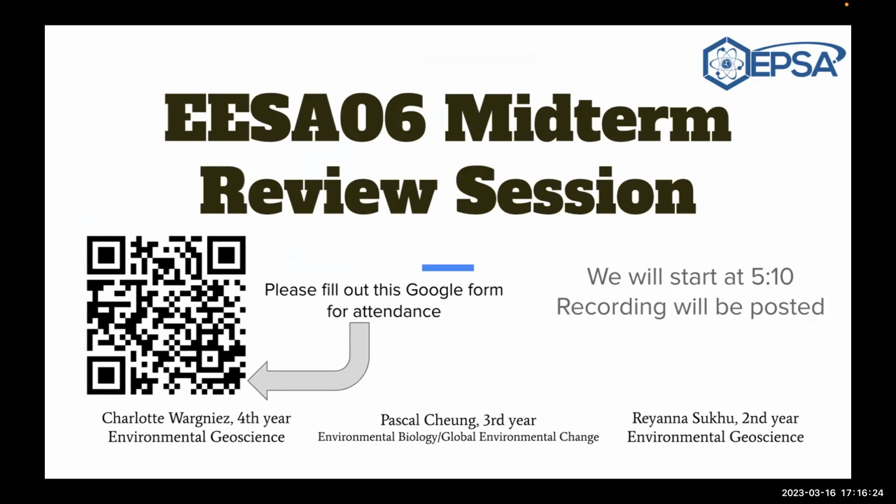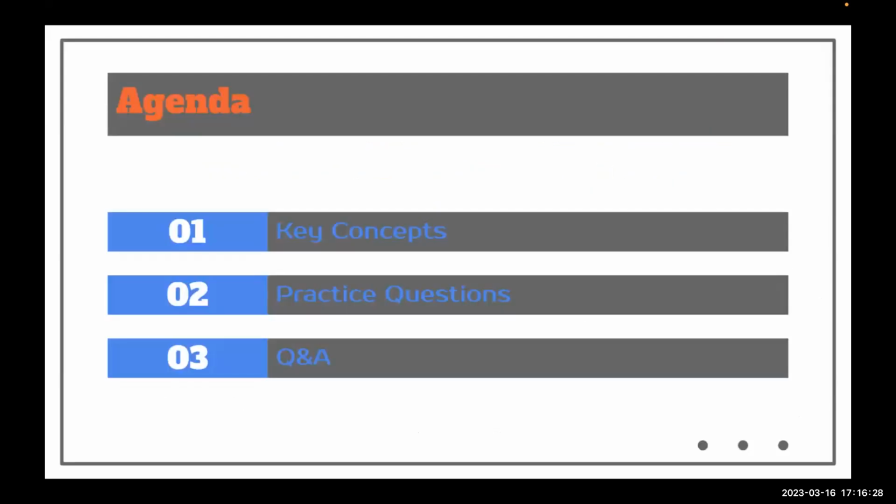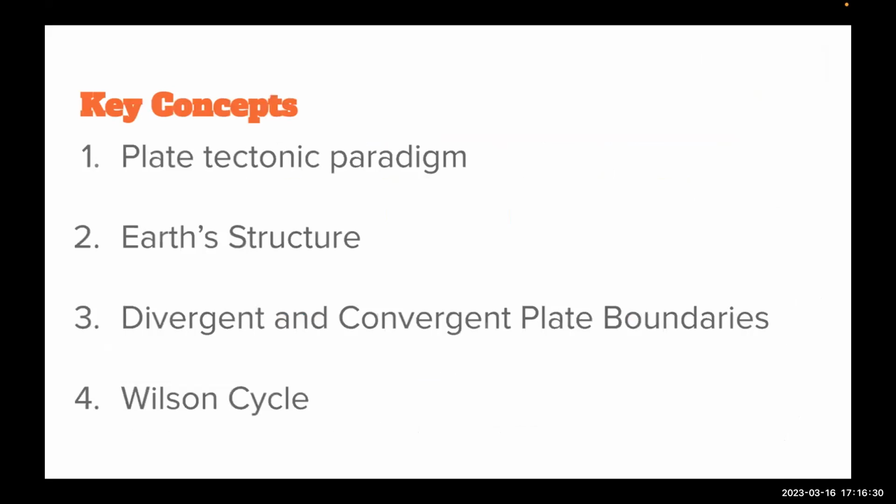So there are key concepts, 4 main modules that you guys are going to be tested on for the midterm. The first one was about geoscience history, called the plate tectonic paradigm. How did we come up with this theory? It's a really cool theory about how Earth came to be. What are the scientists' approaches and all of that? The second module is what Earth is made out of. What are the composition, different layers, all of that.